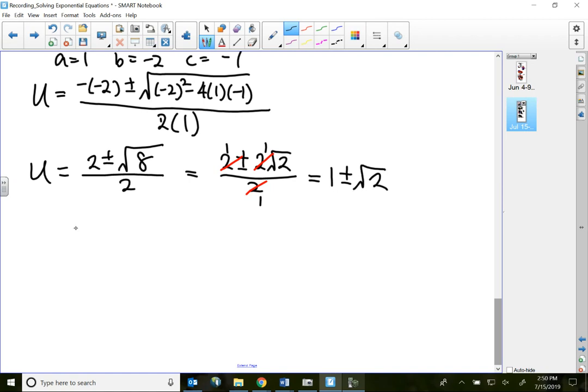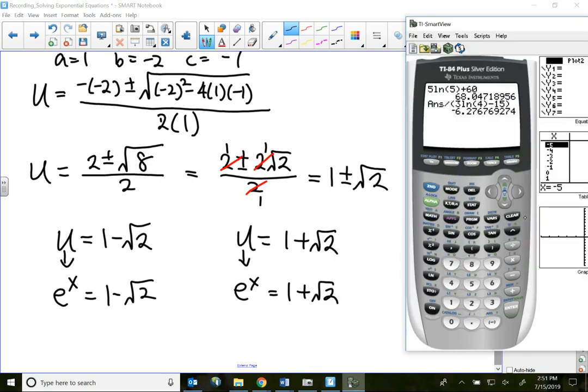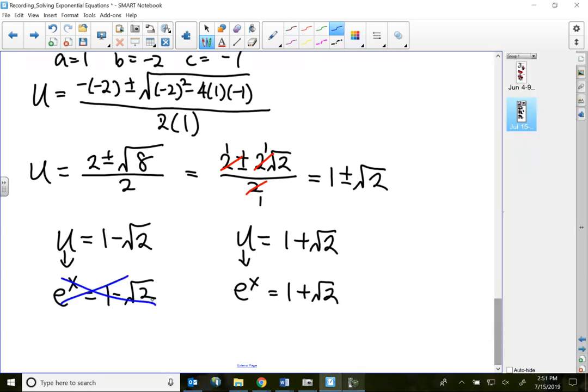So these are 2 different answers here. So my u is equal to 1 minus square root of 2. The other u is equal to 1 plus square root of 2. All right, so now bring back the e to the x. So it's e to the x is equal to 1 minus square root of 2, really? It's really e to the x is equal to 1 plus square root of 2. I'm going to figure out what 1 minus square root of 2 is first. If it's a negative, then I cannot take a natural log on both sides. Yep, it is negative. So this answer doesn't exist.